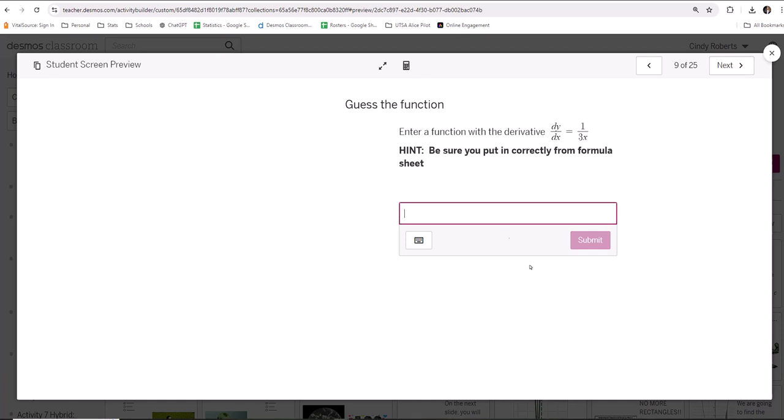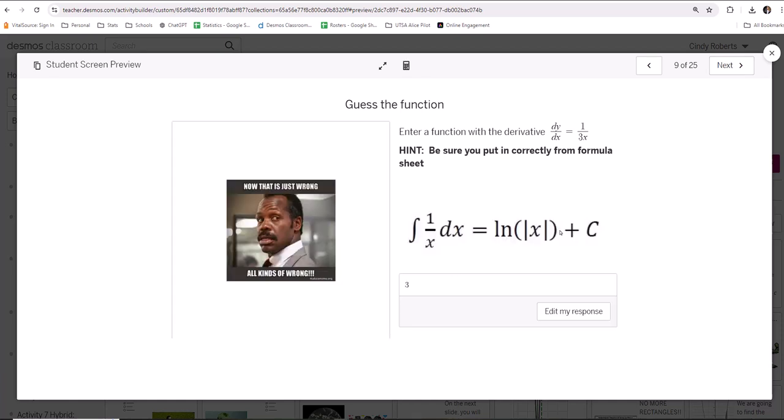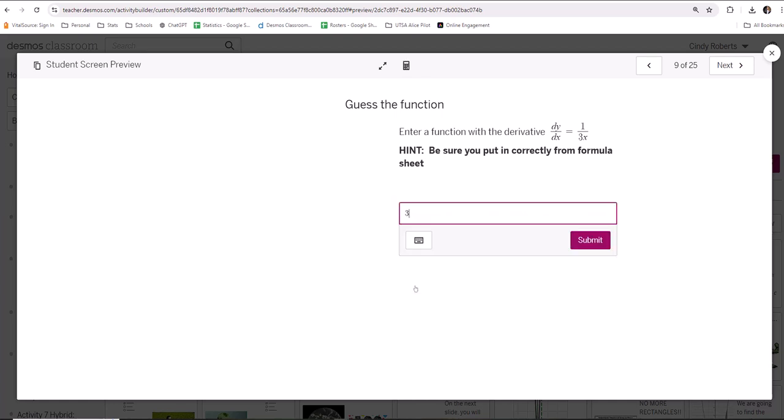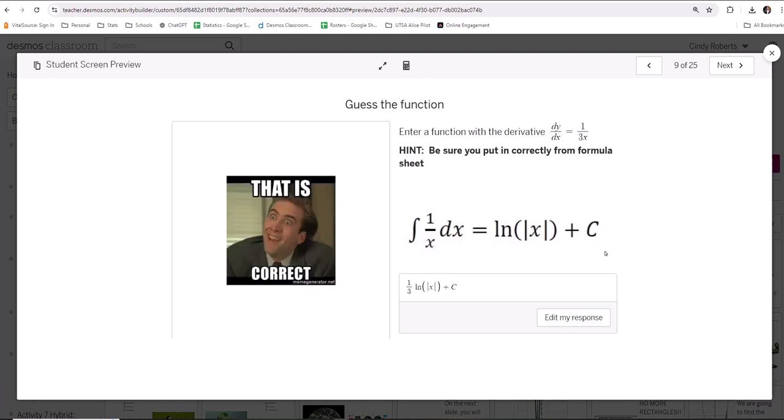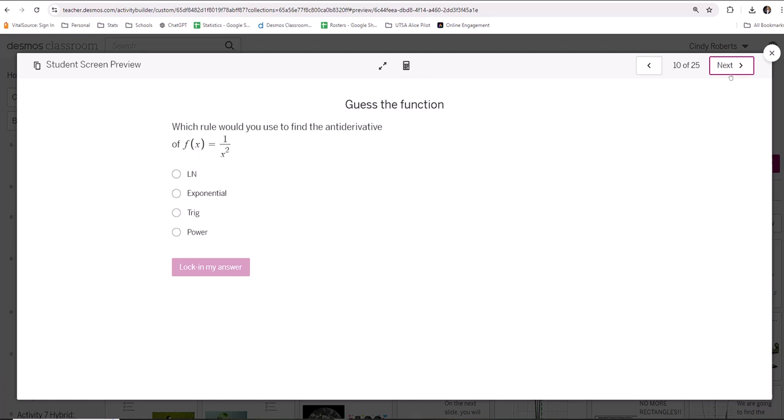This one, I think the only problem that students have with this is not putting the absolute value. So once again, the 1 over X, so I can put the 1/3 out front, and then I can do ln, open parentheses. Took me a while to find that. Open the absolute value bars, and then plus C. So you just need to be careful that you have it in the correct format.